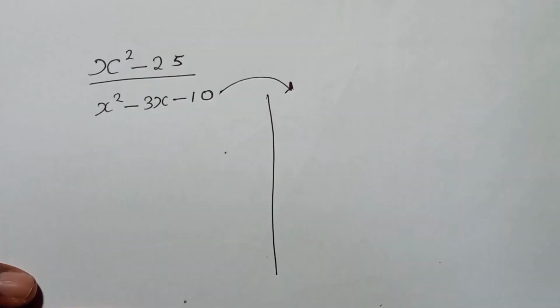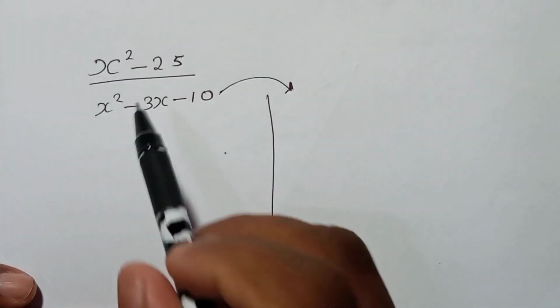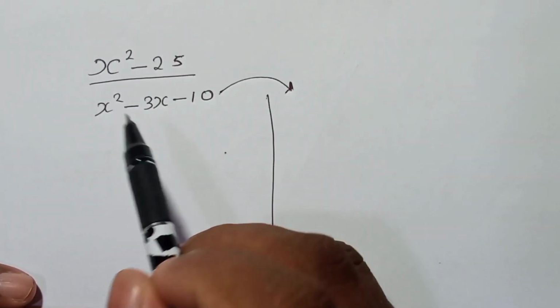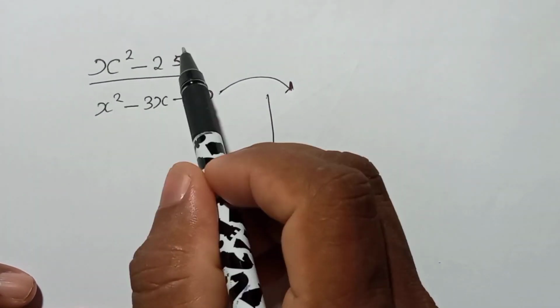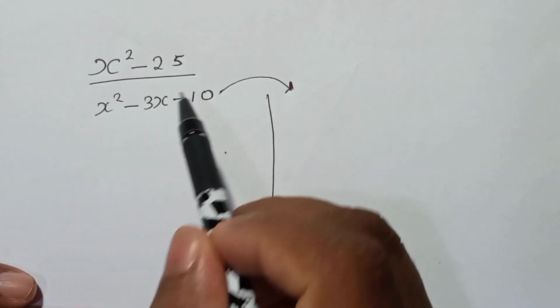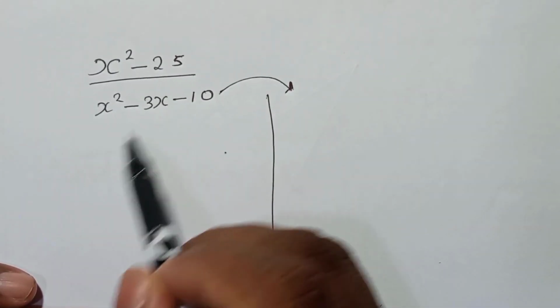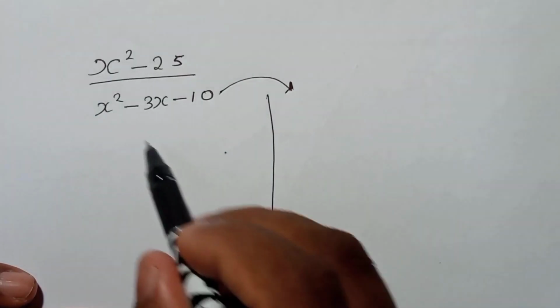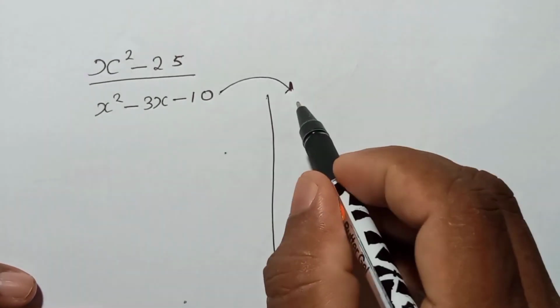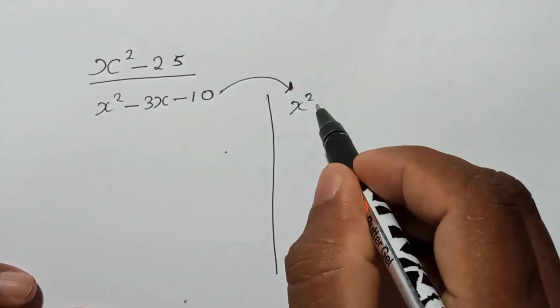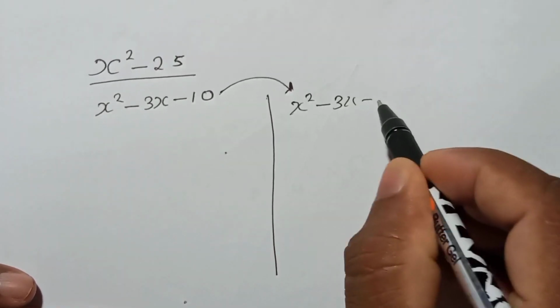So sometimes when you have to simplify this kind of algebraic fraction, what you need to do is factorize this, and write the factorized answer for these two places, and then you can simplify. So let's factorize this first. I will do it here. x square, okay, I will write it again, 3x minus 10.